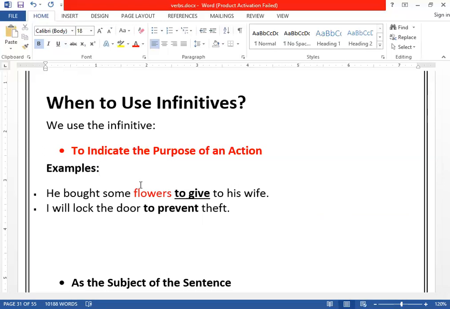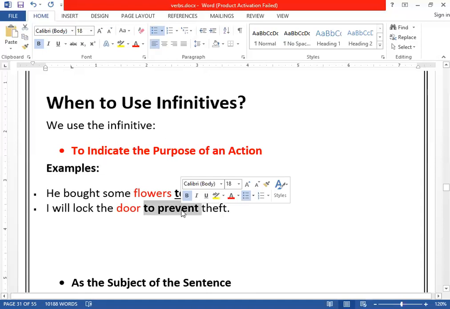Clear? Second example: I will lock the door. For what purpose will you lock the door? To prevent. To prevent what? To prevent thieves, or to prevent theft. Are you getting it? So "to prevent" in this case is an infinitive.